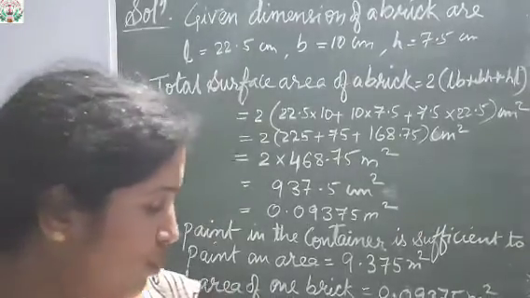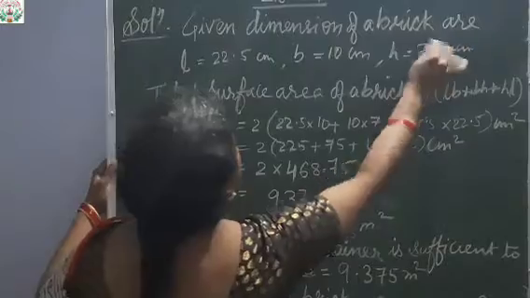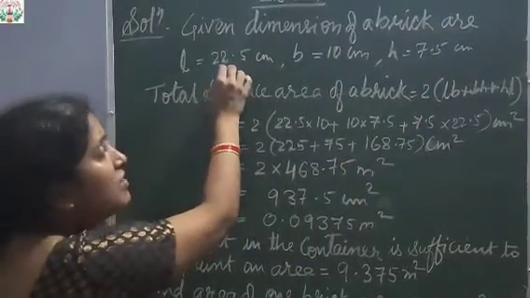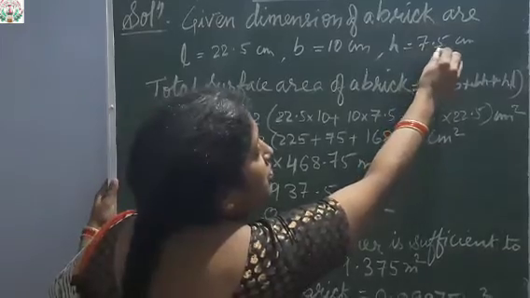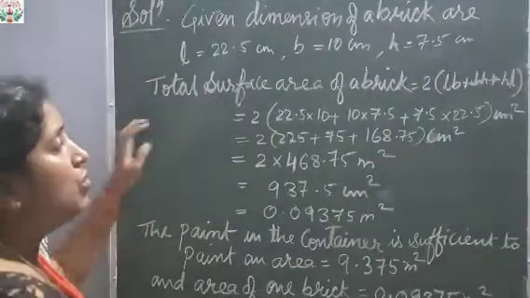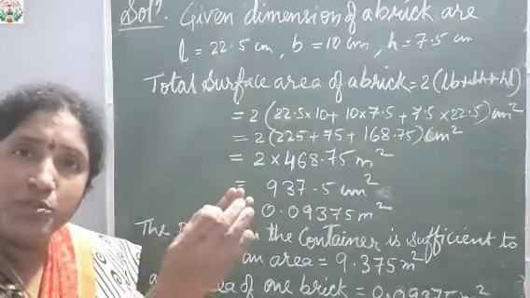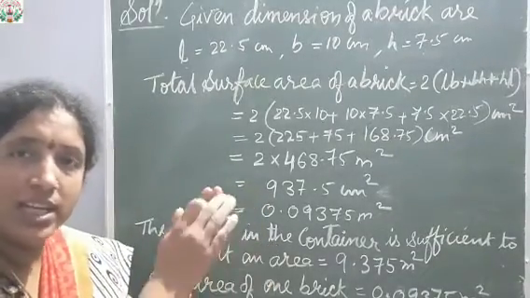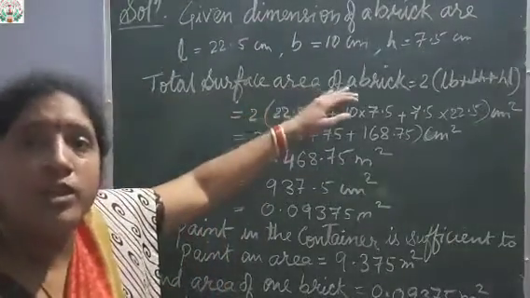So now what is to be done? You see the dimensions of the brick are L equals 22.5 cm, B equals 10 cm and H equals 7.5 cm. Now, the total surface area, because we know that for the brick, the whole portion we are going to use. Is it not? Any of the surface we are not going to leave. So we will find what? The total surface area of the brick.